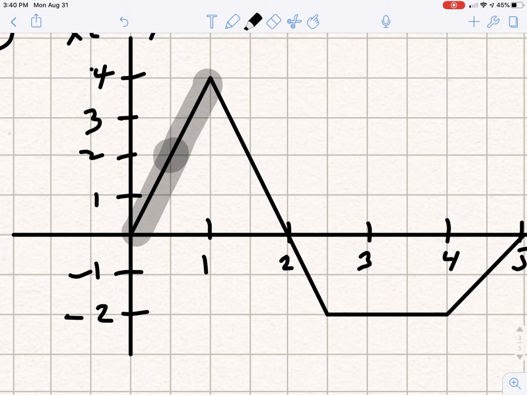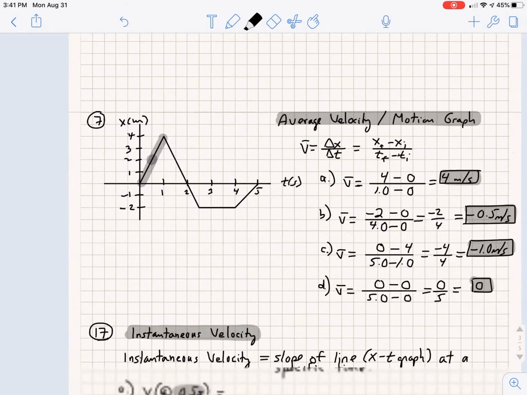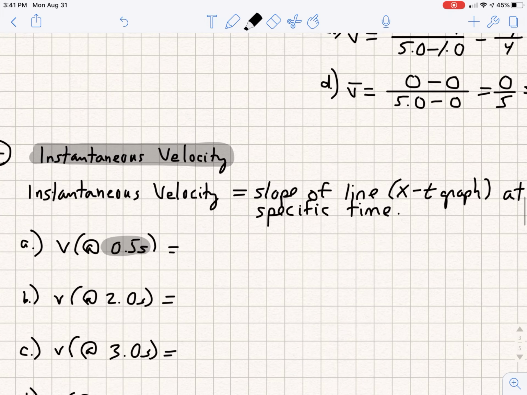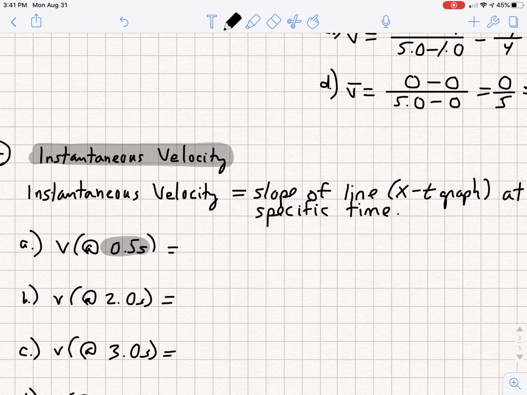All we need to do is find the slope of a tangent line at that particular time. Now it turns out that the tangent line in this case is the entire line from 0 to 1 second. In other words, the instantaneous velocity at a half a second is the same as the average velocity for that whole time interval. And we can use the slope.